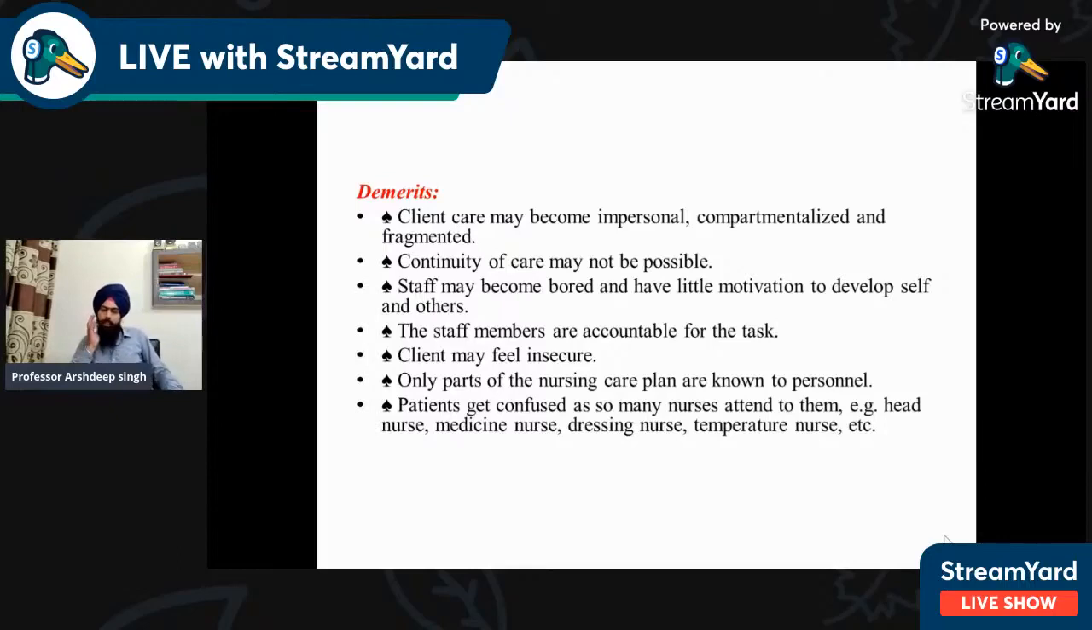Next, only parts of the nursing care plan are known to the personnel, and the patient gets confused as so many nurses attend to them. As I was saying, there are a number of nurses, so the patient may feel that he or she is critically ill. That is why there are so many nurses attending the patient: head nurse, medicine nurse, dressing nurse, temperature nurse, etc. Psychologically, we can say that fear develops about why a number of nurses are dealing with the patient. So that is about functional nursing, its merits and demerits.